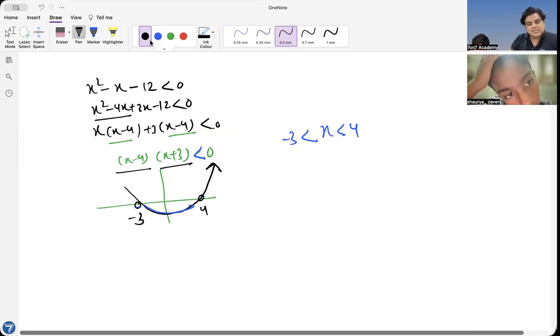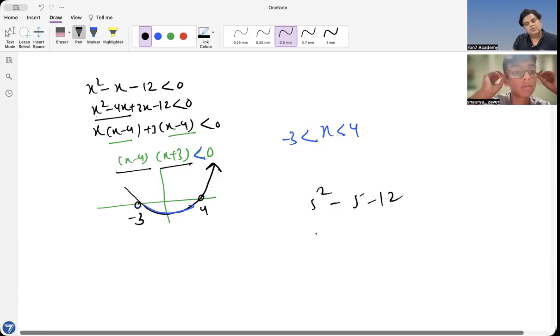If you take x more than 4 and plug in here, that will give positive, but you want this to be negative. Just check, take x equal to 5. So 5 squared minus 5 minus 12, so 25 minus 5 minus 12.